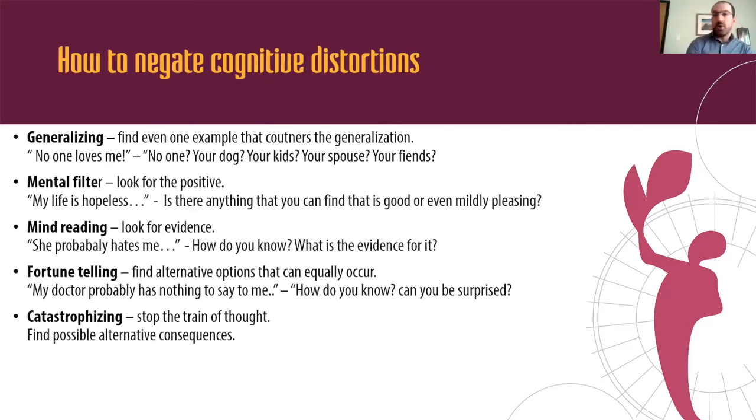So when I say "no one" or "all the time I feel bad," okay, is it really all the time? Even at the party last week, even when I wake up in the morning, even when someone brings me dinner, and so forth. It's really finding even one example that negates that kind of way of thinking that is helpful to work with the cognitive distortion.